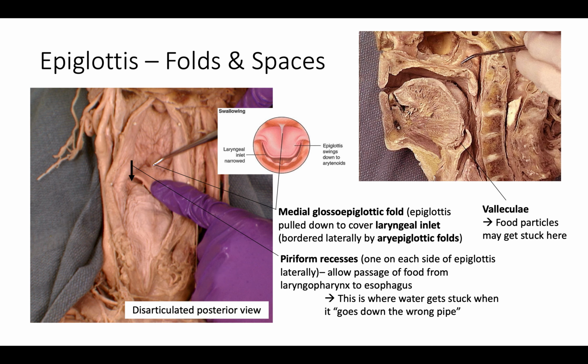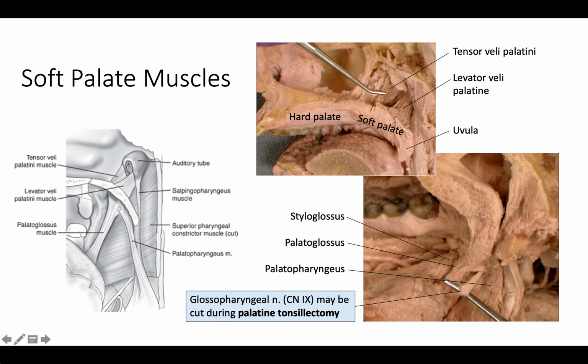Okay, so here is our epiglottis right here. And when you learn about intubation, that's really important to find. And then we can see right here is our valleculae, which is where food particles may get stuck. And that piriform recess allows passage of food from the laryngopharynx to the esophagus. So if we say, hey, water went down the wrong pipe, that's where it's getting stuck right there.